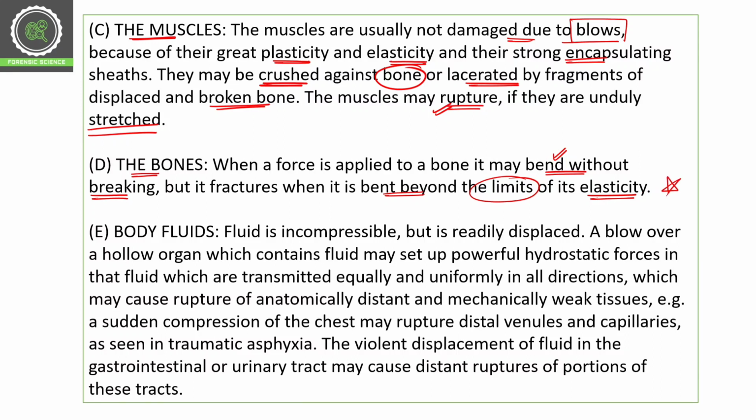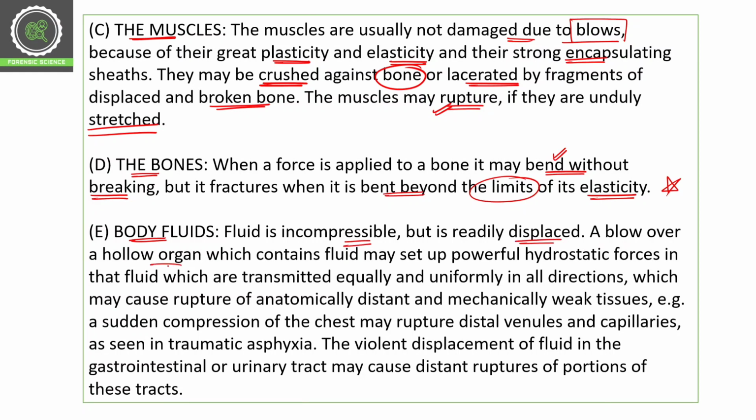When we are stretching or applying force beyond its capacity, then it's going to get the bad effects. Then we have body fluids. Fluid is incompressible, of course, but it is readily displaced.